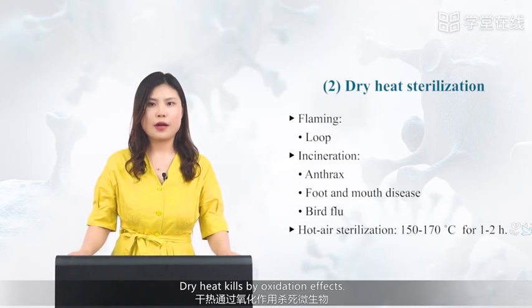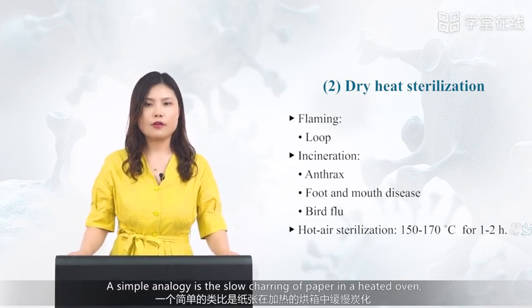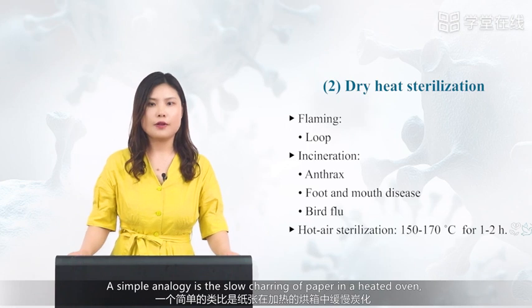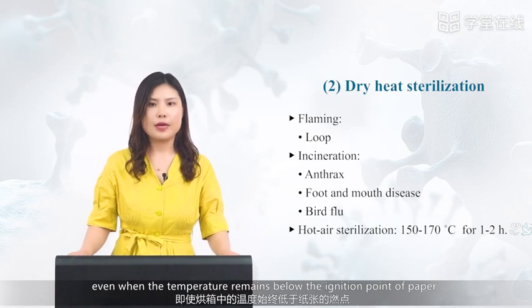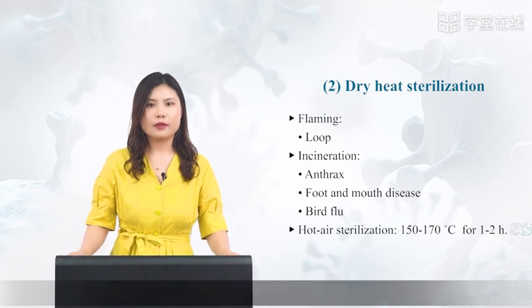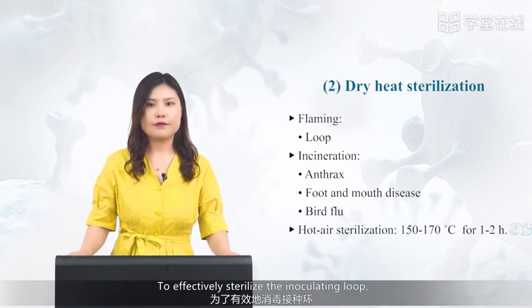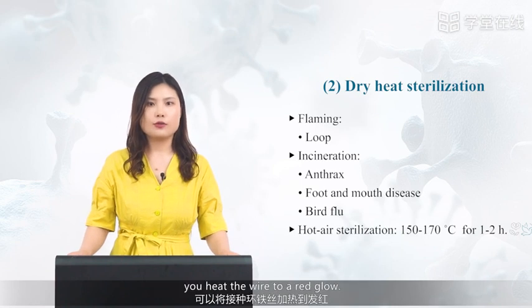Dry heat kills by oxidation effects. A simple analog is the slow charring of paper in a heated oven, even when the temperature remains below the ignition point of paper. One of the simplest methods of dry heat sterilization is direct flaming. You will use this procedure many times in the microbiology laboratory when you sterilize inoculating loops. To effectively sterilize the inoculating loop, you heat the wire to a red glow.